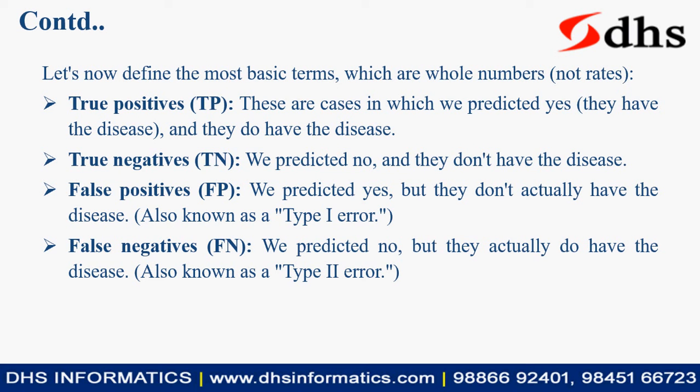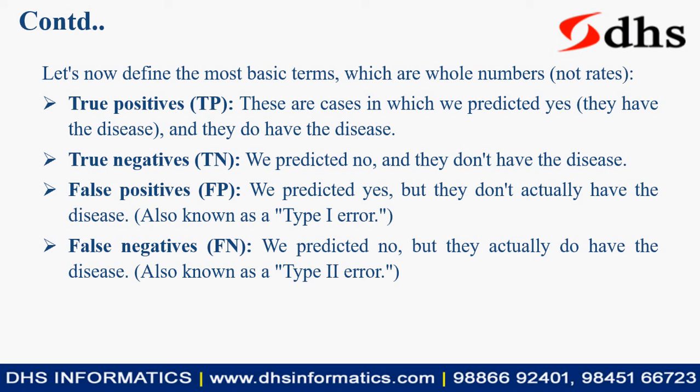In the error, there are two types of error: type 1 error and type 2 error. What is a false positive? We predicted yes, but they do not actually have the disease. We are telling one person is having COVID, but that person is not having COVID. It is a type 1 error. And we predicted no, but they actually have the disease. That is a false negative. It is a type 2 error.